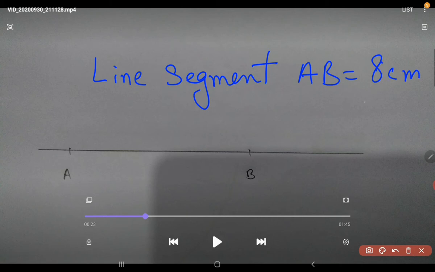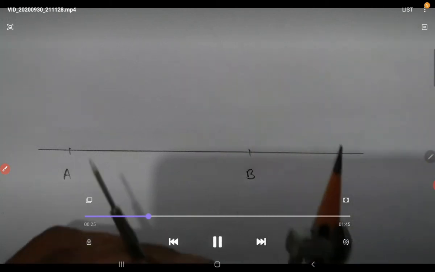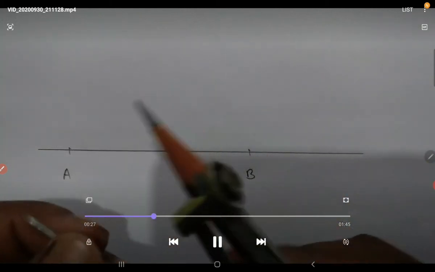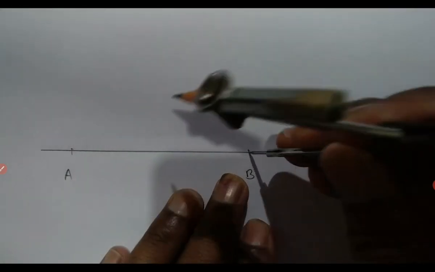So our first target is over. The second target was perpendicular bisector. We shall divide this line into 2 equal halves with the help of a perpendicular, with the help of a normal, a line which divides this particular line segment into 2 equal halves. Okay, so let us do the second step. The second one is to draw the perpendicular bisector.